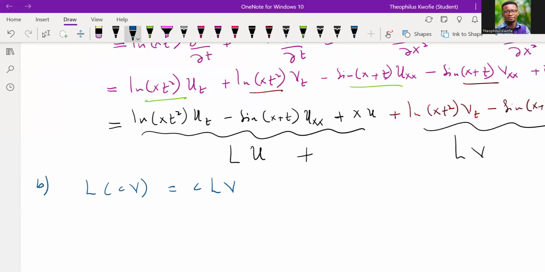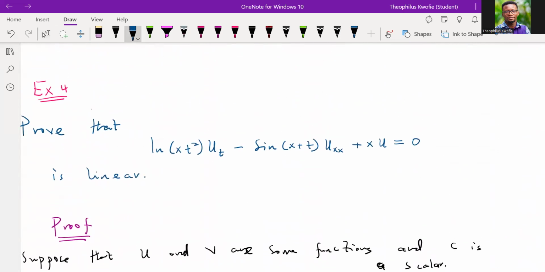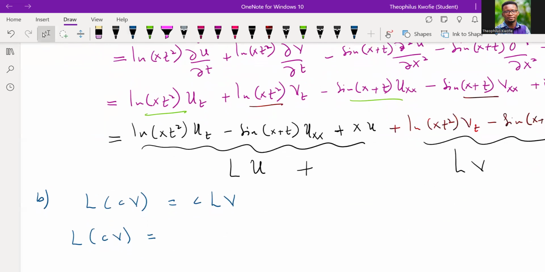If I have C v, it just means that wherever I see u in the given problem, I should replace it by C u or C v. Over here using v, we will do that one. So we are going to have x, the ln of x t squared, and then C v of that, then minus sine of x plus t.